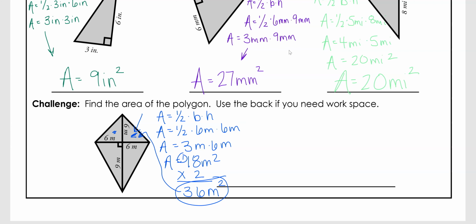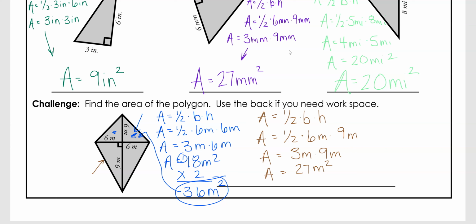Now we're going to look at the bottom of our kite, and we have area equals 1/2 times the base times the height. Area equals 1/2 times 6 meters times 9 meters. Area equals 3 meters times 9 meters. Area equals 27 meters squared. And that's for one of the triangles, and we have 2, so we're going to multiply that times 2, which is 54 meters squared.